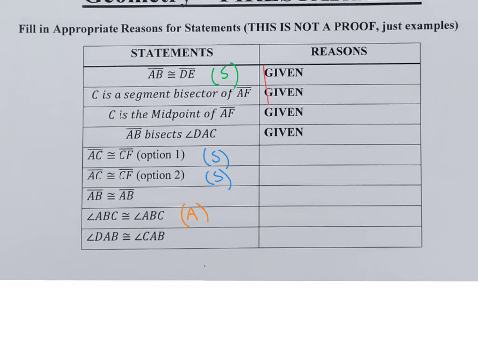So it cuts angle DAC. AB cuts it into two equal pieces. So I know this piece is congruent to this piece. So we can say angle DAB is congruent to angle CAB.